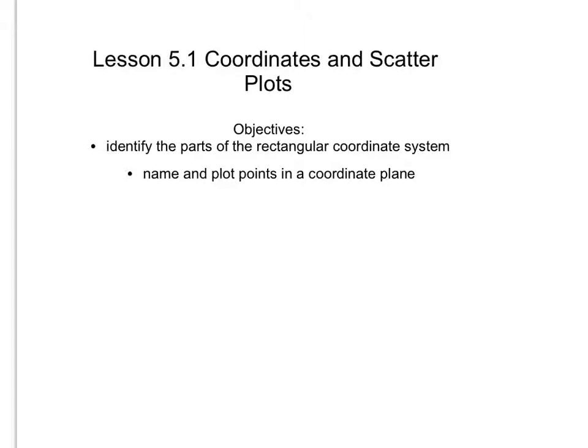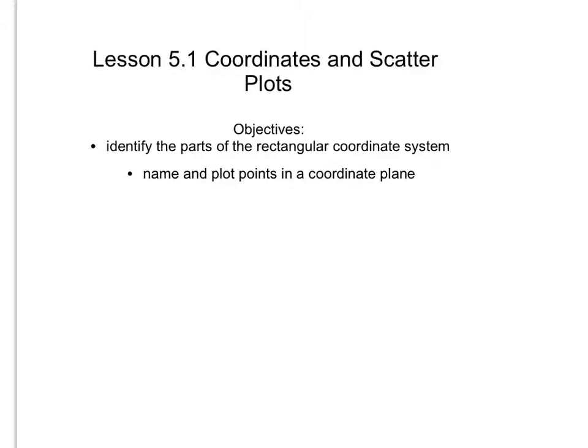So, Unit 5, Lesson 1, this is coordinates and scatter plots. This lesson should be pretty easy for you as an introduction to graphing, okay? So our two objectives are to identify the parts of the rectangular coordinate system, you guys should know those, and to name and plot points in a coordinate plane, also should be pretty easy.